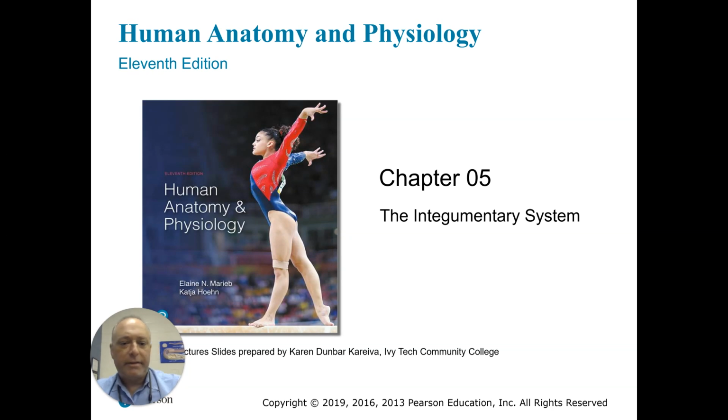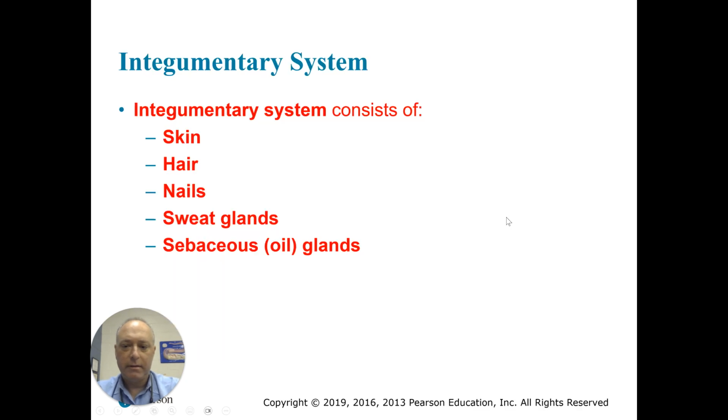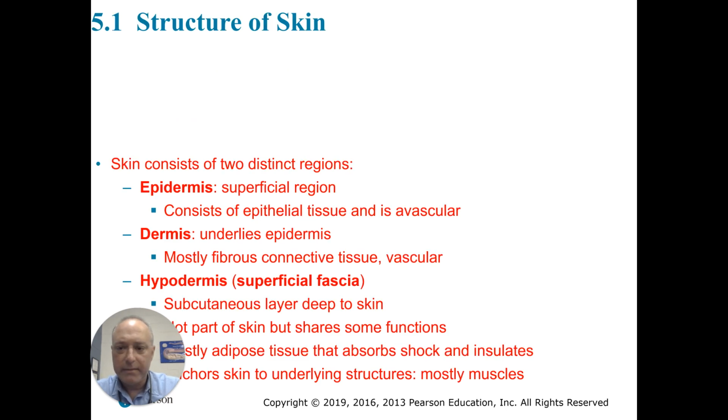It's chapter 5, the integumentary system. Okay, so the integument is the skin, and the integumentary system consists of hair, skin, and nails, but also sweat glands and sebaceous or oil glands.